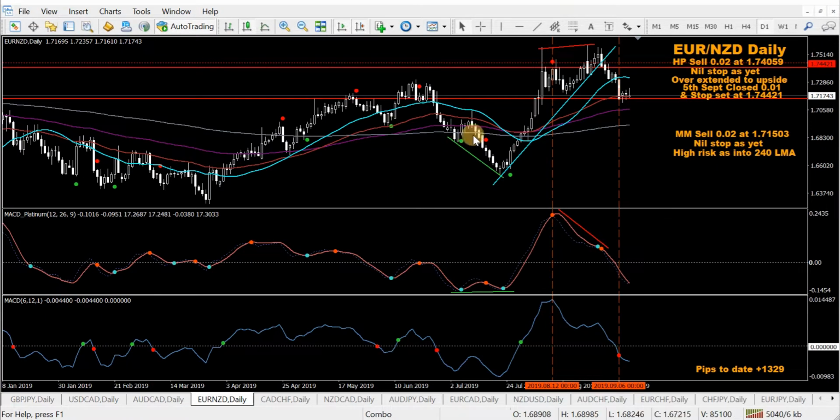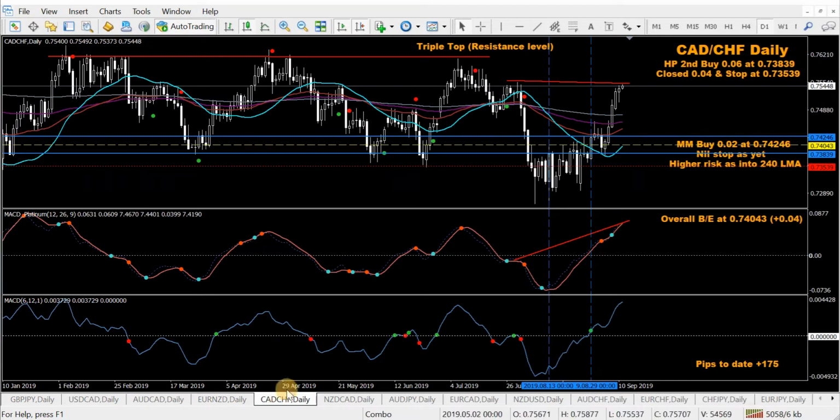Euro New Zealand, high probability sell, mod MACD sell, making plenty of pips on this pair, has big moves. So I've closed half on the HP, and I've put a stop in place at that red dotted line, and it's still heading down nicely on the MACD Platinum, so hands off at the moment on it. Looks good though.